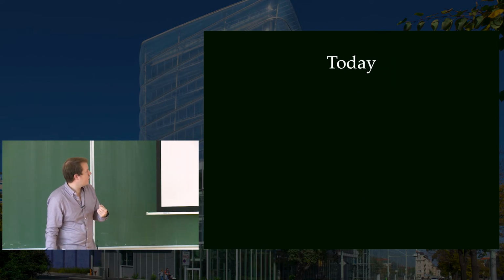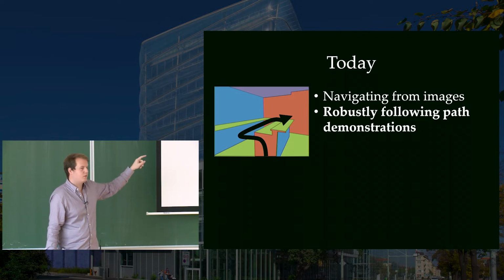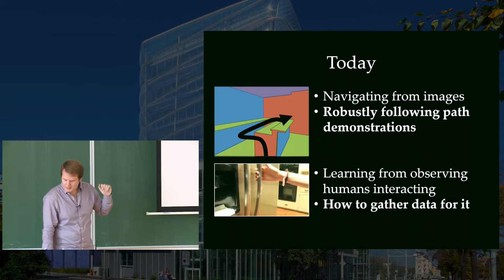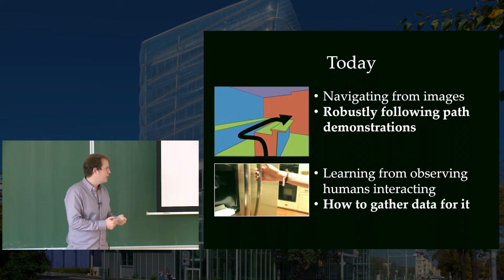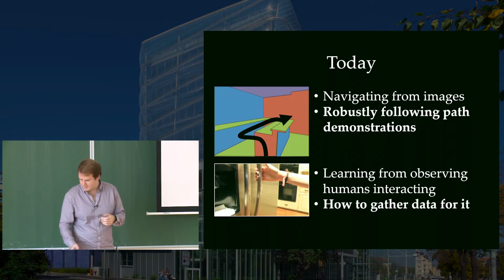And so today I'm going to talk about two things. The first is navigating from images, and in particular, following demonstrations of paths. And I'll explain what I mean by that. And the second thing is learning about the world by observing humans interacting with it. And in particular, I'm going to talk about how we gather large amounts of data for this, because this actually turns out to be a big challenge.